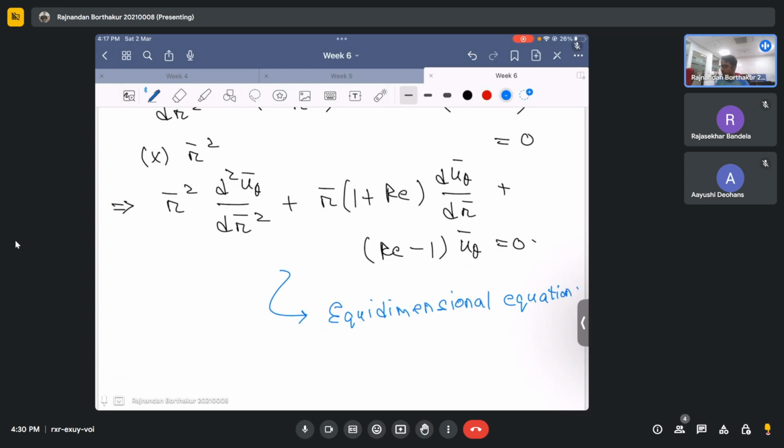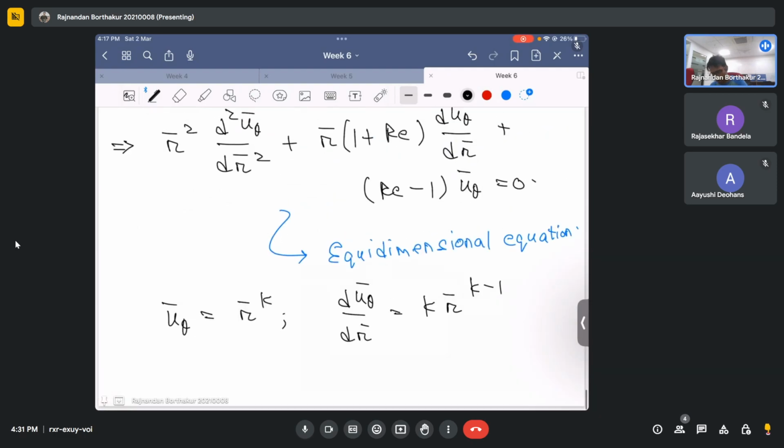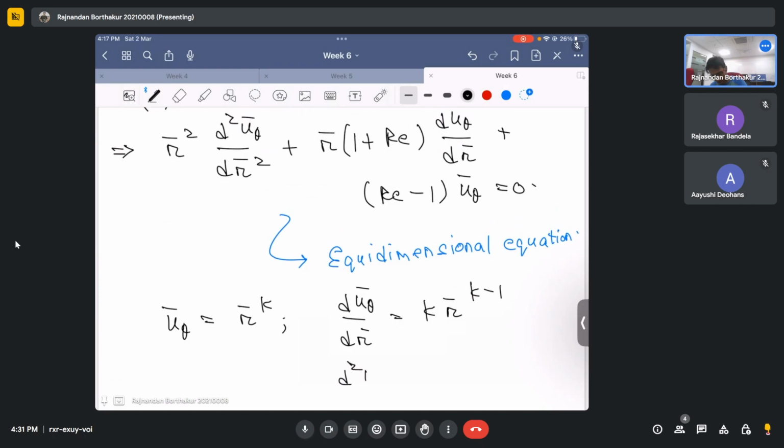And if this is an equidimensional equation, do you remember what solution we take? In order to solve an equidimensional equation, we assume u theta to be of some form. Yes, exactly, we take u theta to be r power k. So this means du theta bar by dr bar is going to be something like this, and its second derivative is going to be something like this. I'll do this fast because we did it previously.